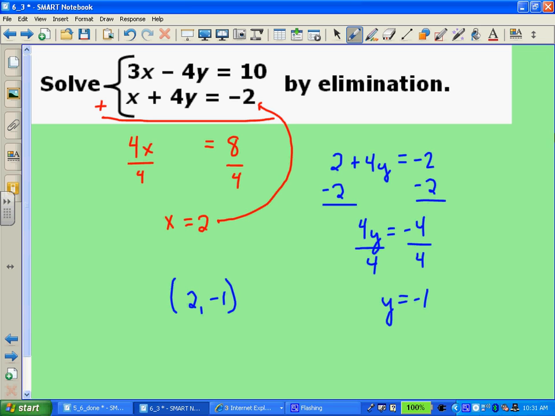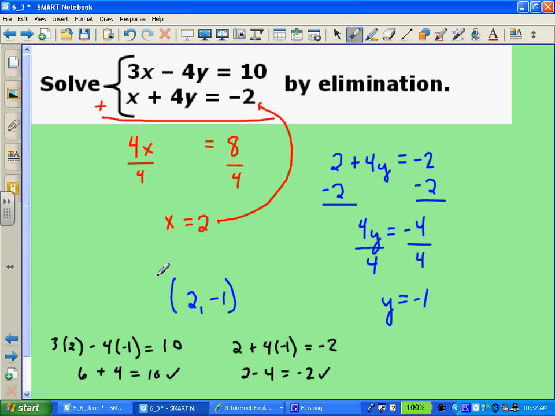And just like all the others, we can check this pretty easily. So 3 times 2 minus 4 times negative 1 is supposed to equal 10. So that's going to be 6 plus 4 because it's minus a negative 4. So that works. And then we'll have 2 plus 4 times negative 1 equals negative 2. So that's 2 minus 4 equals negative 2, and that works. So this is in fact our solution to the system. So that's how we solve using elimination.